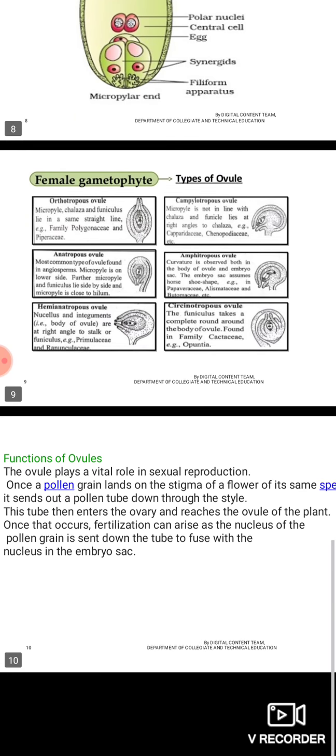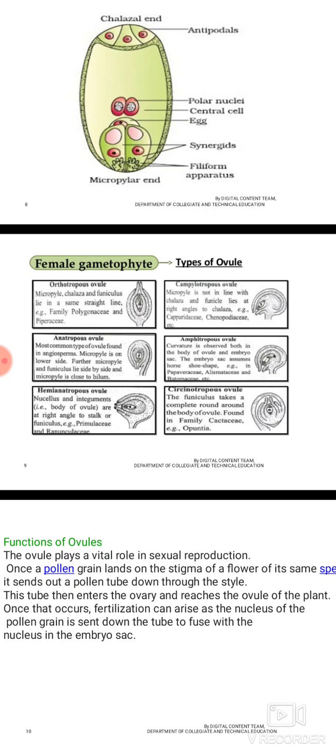Amphitropous ovule. Here, the curvature is observed both in the body of the ovule and the embryo sac. The embryo sac assumes a horseshoe shape. Example for this is members of Papaveraceae. Coming to the next type of ovule, that is circinotropous ovule. Here, the funiculus takes a complete round, that is 360 degrees around the body of the ovule, and it is found in members of Cactaceae. Example is Opuntia.